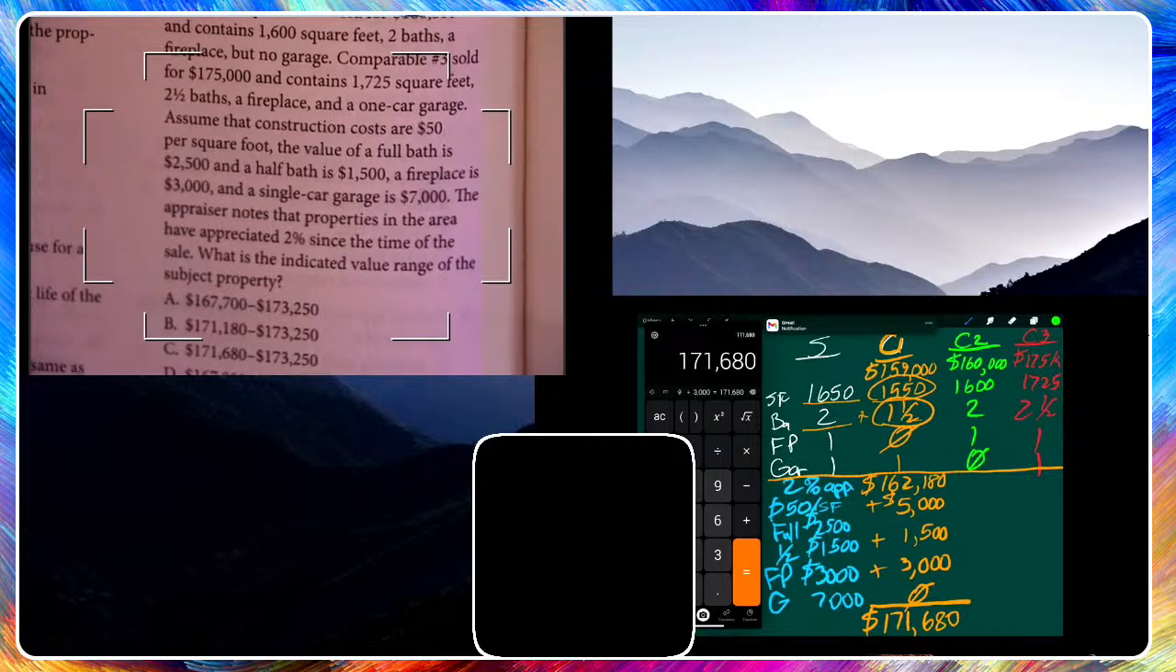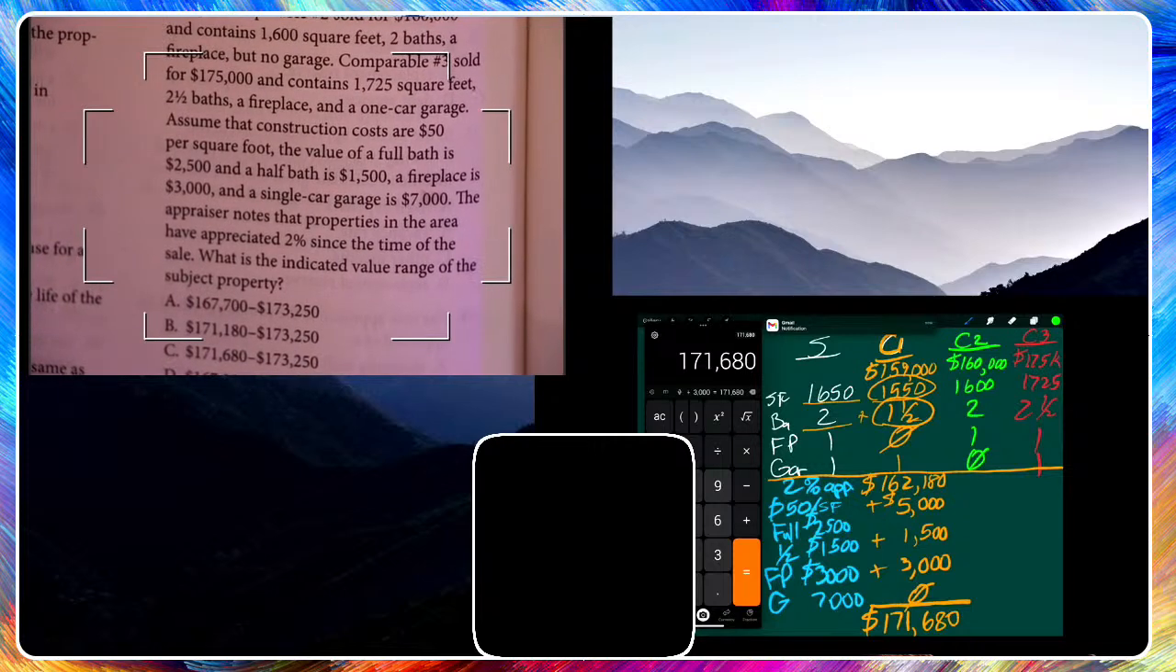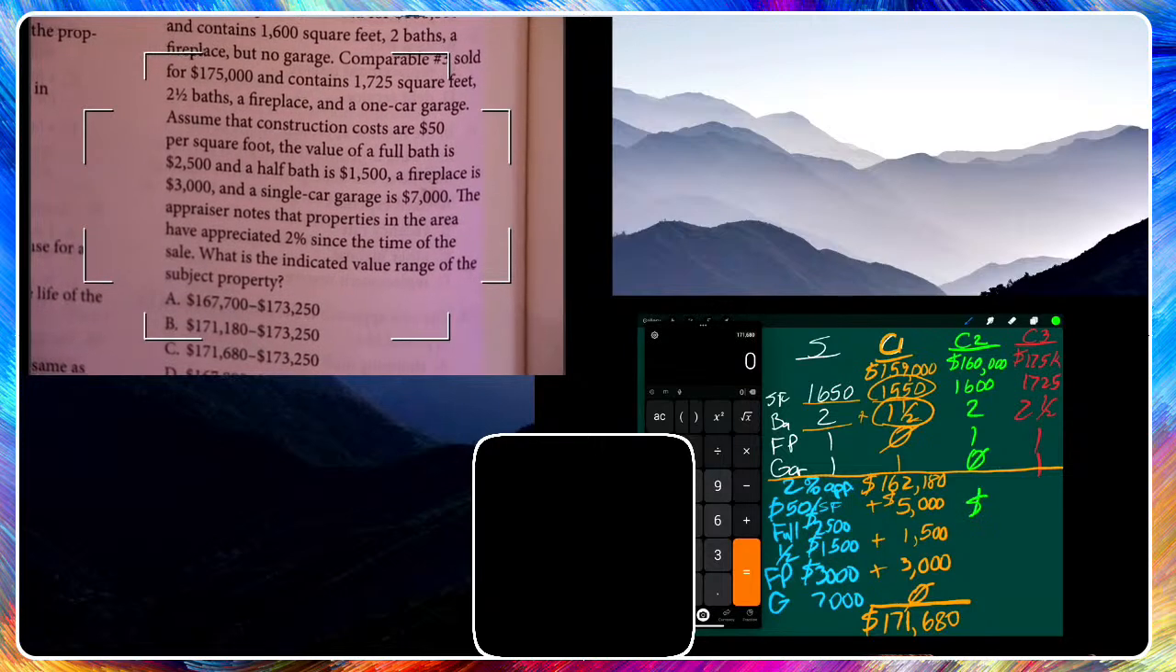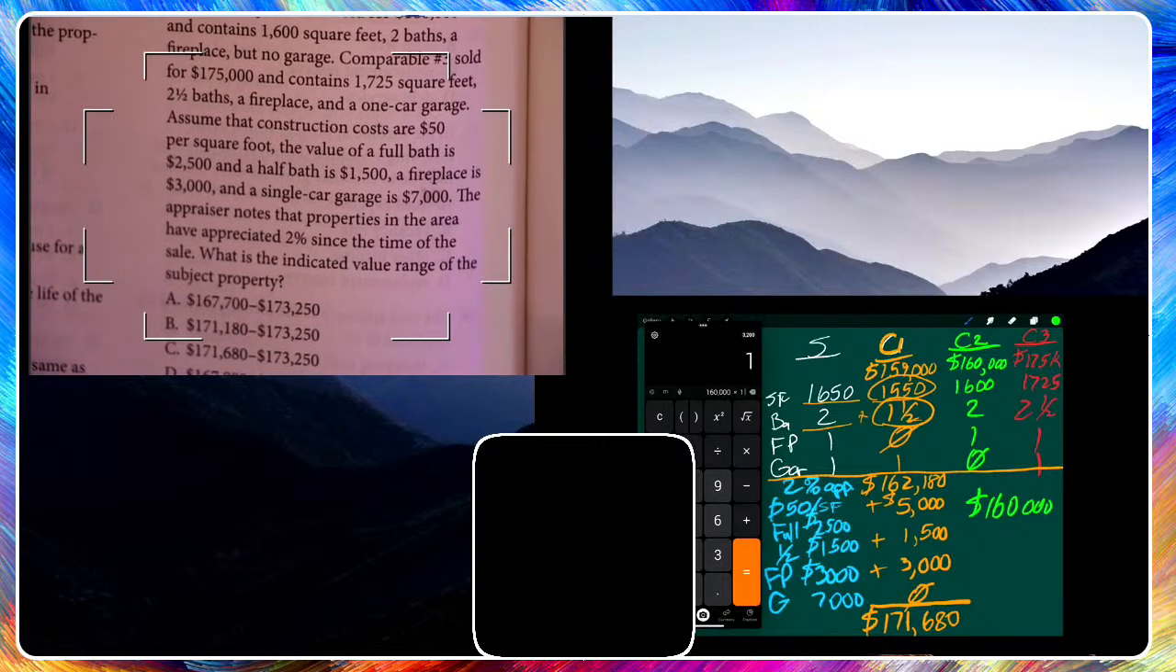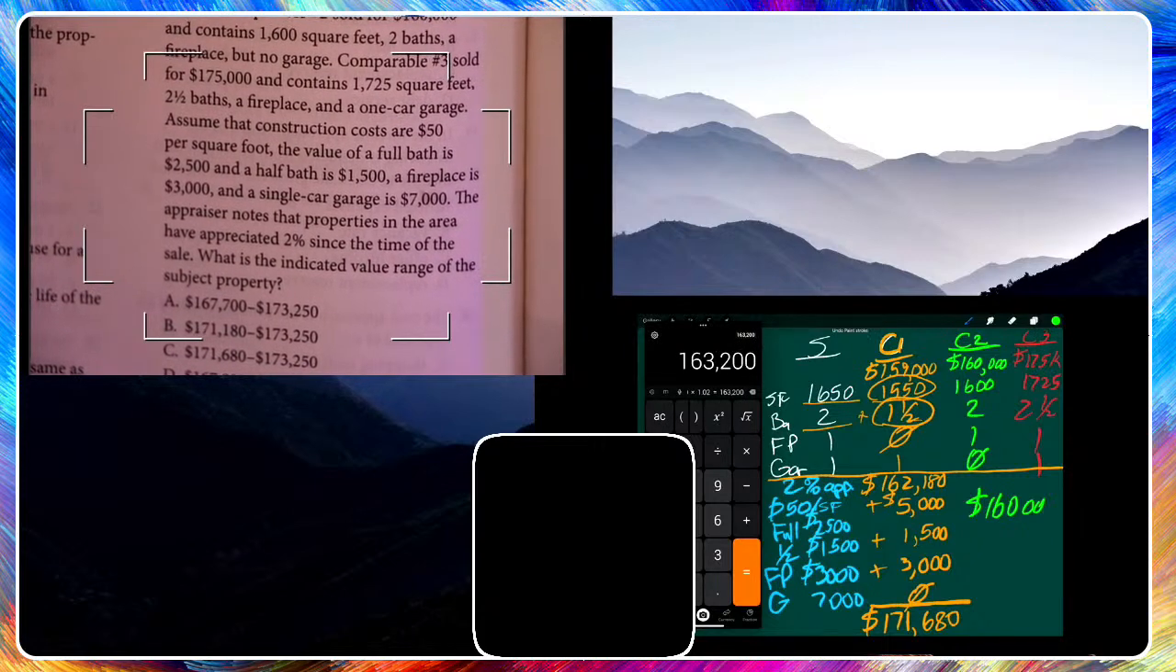The next one, sold for 160. We're going to add 2% appreciation to that, and let's do it the two-step way, for those of you that like doing that. 160 is what it sold for. What's 2% of 160? $3,200. So we're going to turn that price into 163,200. You could have also done 160 times 1.02, and there's that 163,200.